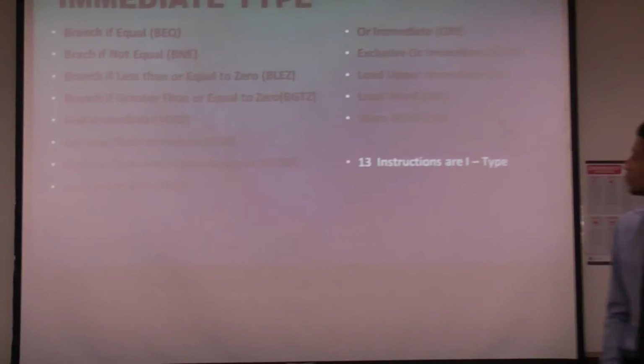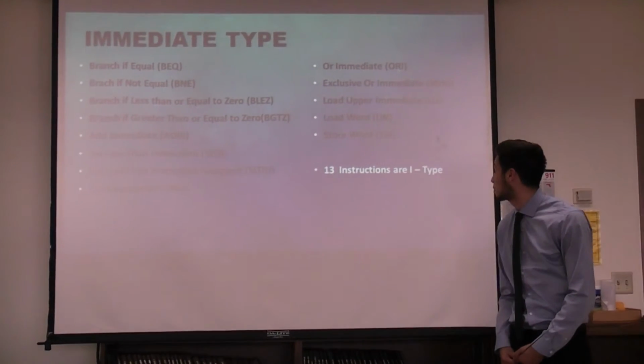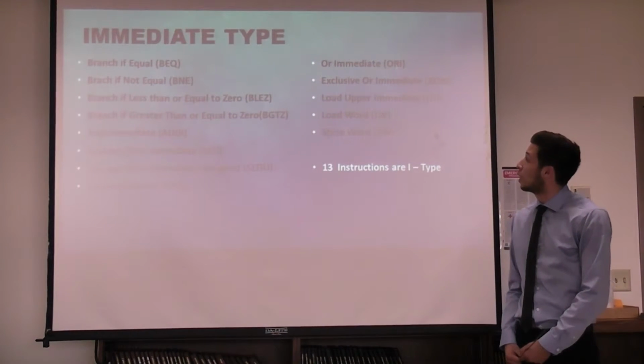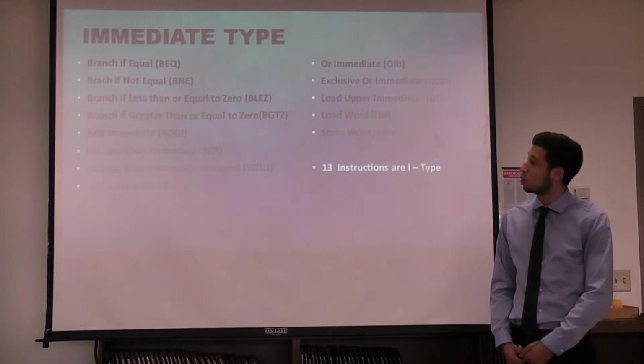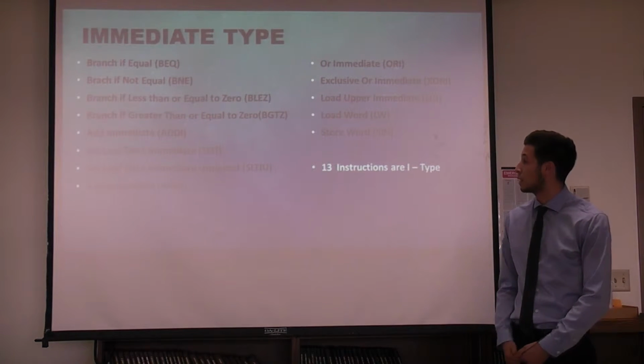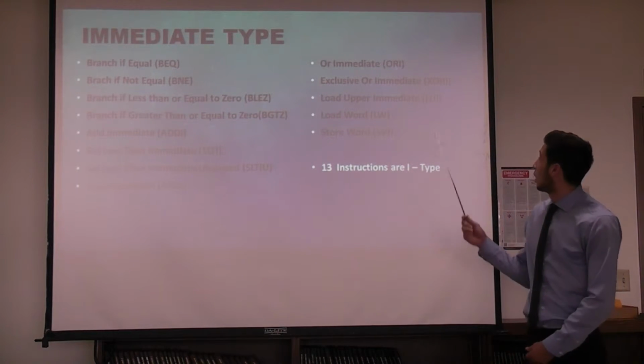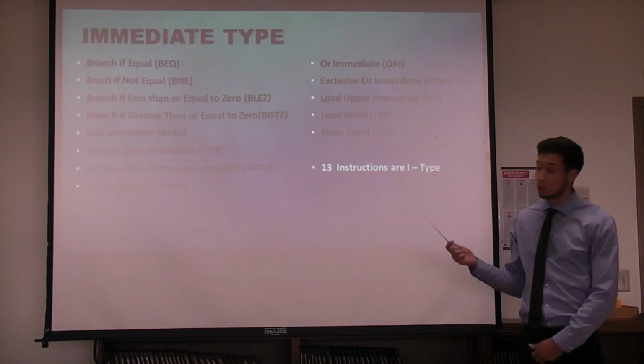For our I-type instruction format, we have 13 instructions, including branch on equal, branch on not equal, add immediate, set less than immediate, and immediate, load upper immediate, load word, and store word.